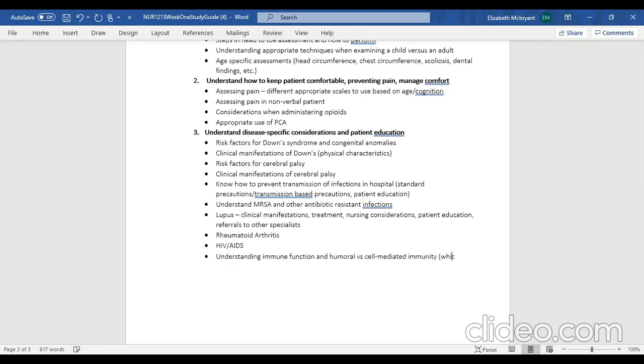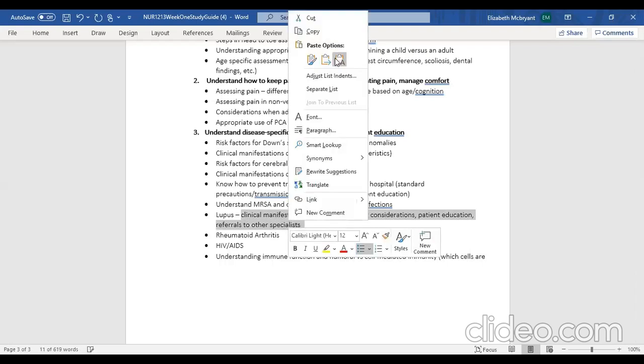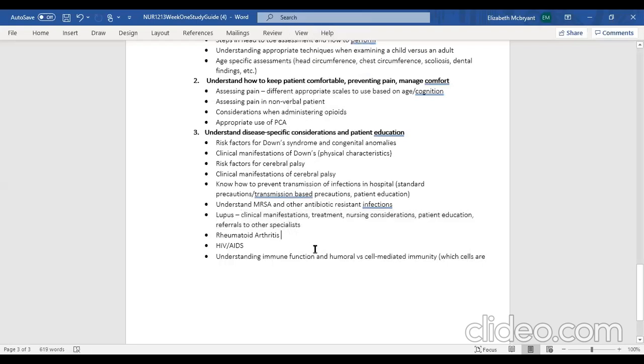What did you say we needed to know about rheumatoid arthritis? The same as the clinical. So all these are going to be the same as what I put for lupus. You just really need to know about the disease, the clinical manifestations, what kind of symptoms that person might have, and what kind of specialists you might refer them to. Rheumatoid arthritis and lupus are autoimmune diseases, so you're going to refer to a rheumatologist.